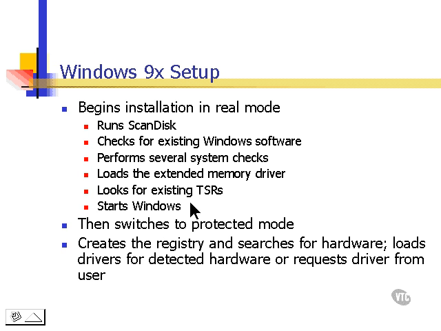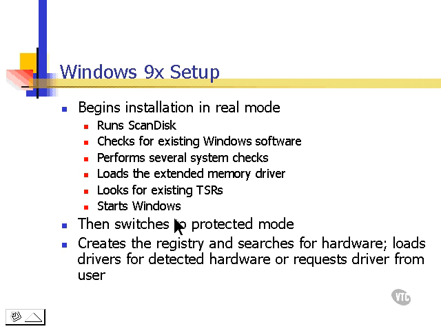It will look for existing terminate and stay resident programs. If SmartDrive.exe is in Windows 3.1 and we're upgrading to Windows 95, Windows 95 will error out. It's not smart enough to turn SmartDrive off. It will just tell you that there's an error and that you need to fix it. If we're upgrading from Windows 95 to 98, it's smart enough to go ahead and turn SmartDrive off for us. And then it'll start up Windows.